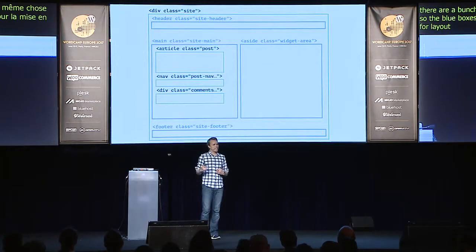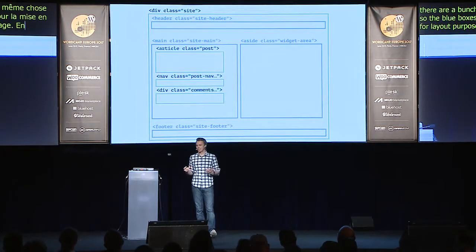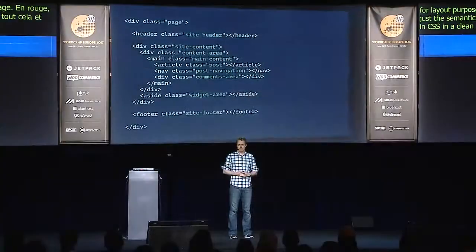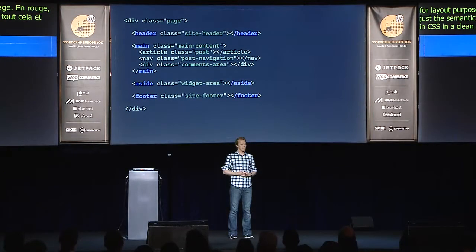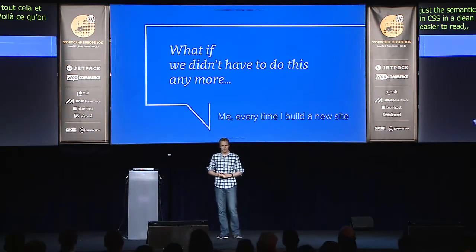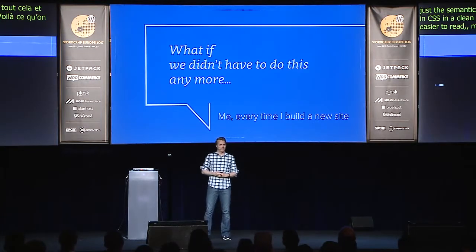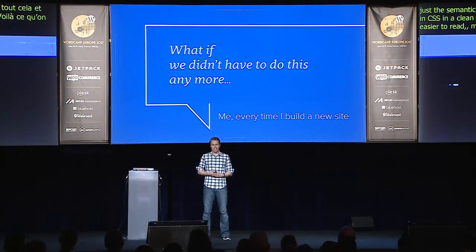So what if we could take all that extra cruft away, have just the semantic markup and nothing else, and then solve the layout problems in CSS in a clean and simple way? Instead of this layout, we'd have this, which is easier to read, makes way more sense. What if we didn't have to do all this crazy stuff anymore?